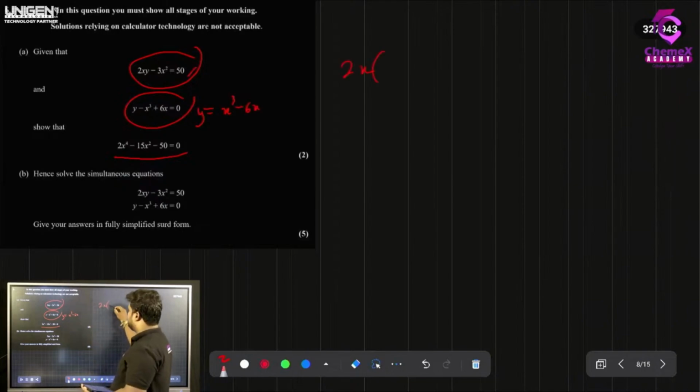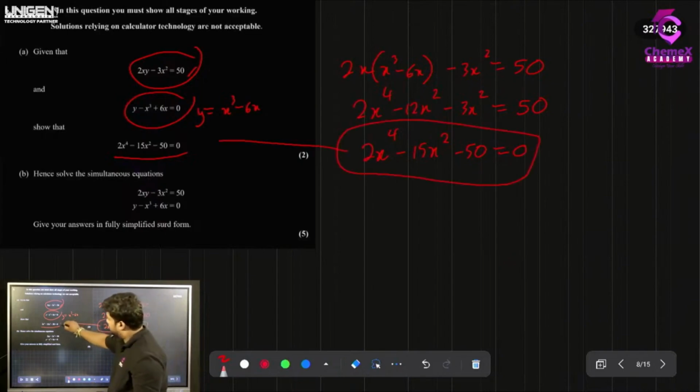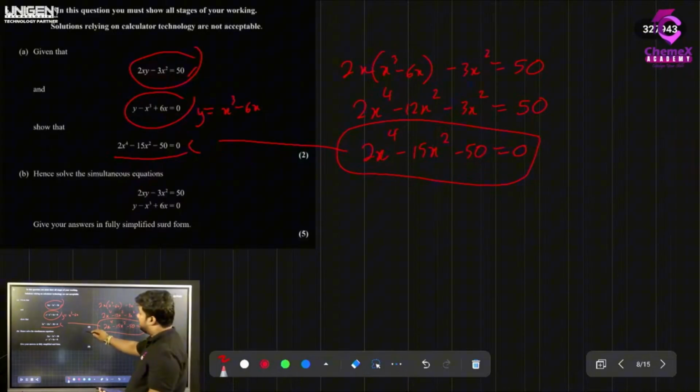2x times (x cubed minus 6x) minus 3x squared equals 50. Then 2x to the 4 minus 12x squared minus 3x squared equals 50. Then 2x to the 4 minus 15x squared minus 50 equals 0. I just showed what they are asking for in the A part using simultaneous equations, substitution. Okay. Any doubts?